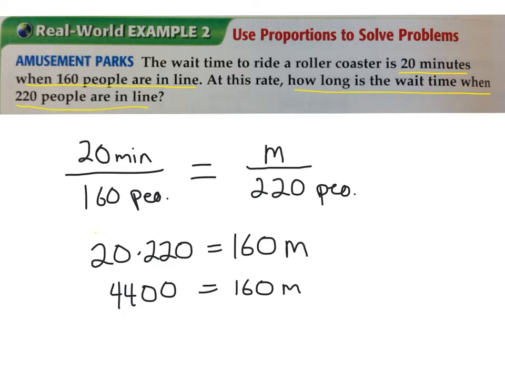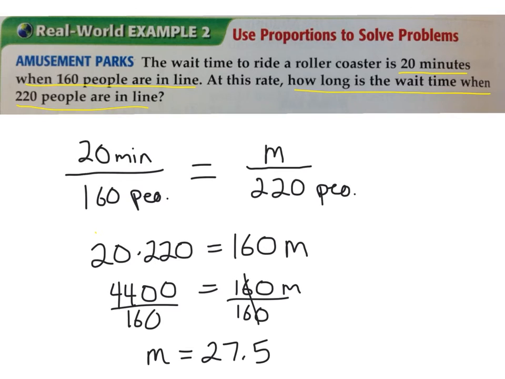Now I'll divide each side by 160 because I want to get that m by itself, and that cancels it out. And so once I do that, I'm left with 4,400 divided by 160. And when I solve that, I get 27.5. And now don't forget your label. We always want to have our labels, and that's going to be m was minutes. So I abbreviate it just like that.